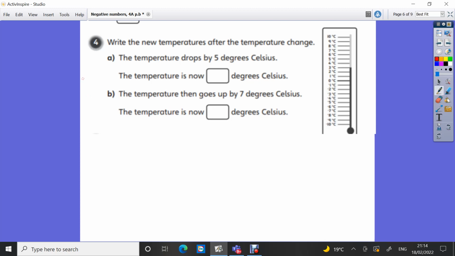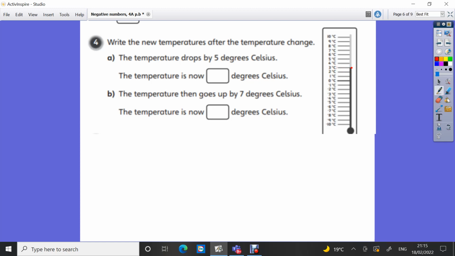Okay, in this question number 4, write the new temperature after temperature change. Now in this question we have to see what temperature is showing on the thermometer and what will be the new temperature if it changes. So the temperature drops by 5 degrees Celsius. Right now the temperature is 3 degrees.